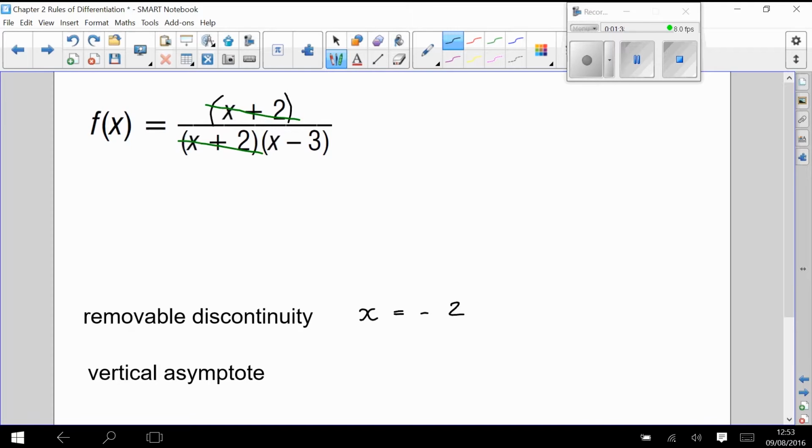I could not, though, remove the factor in the denominator of x minus 3, so that means that there must be a vertical asymptote when x is going to be equal to 3. This means that I can tend towards the value when x is 3, but I may not cross that line.